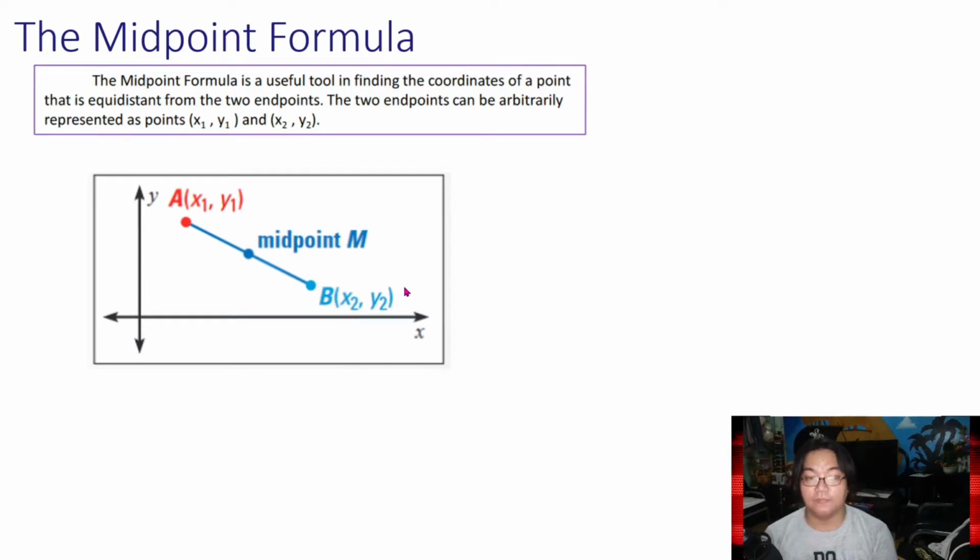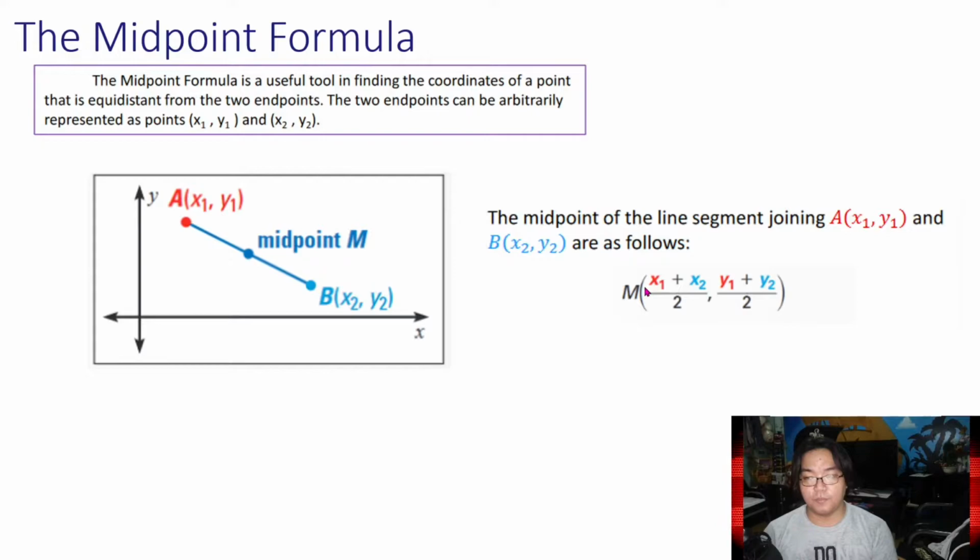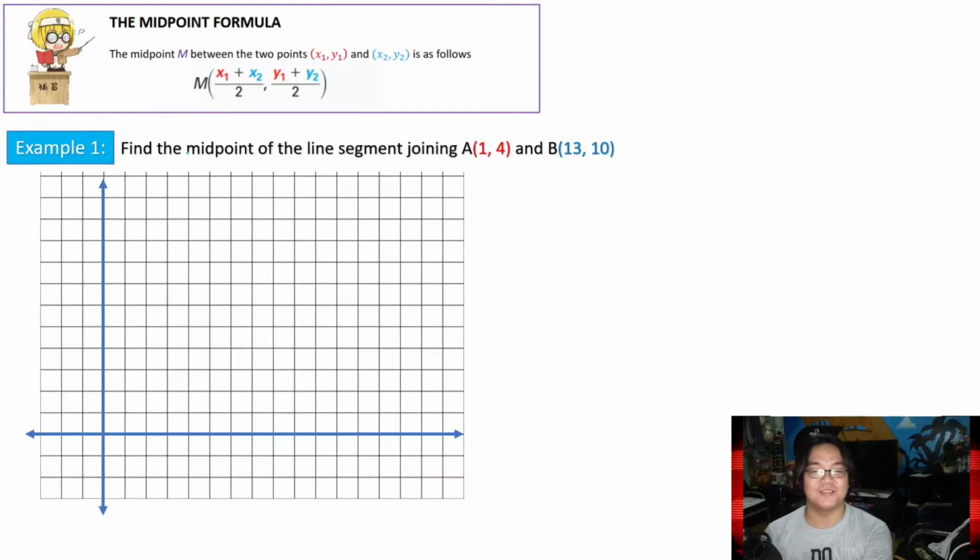So the midpoint formula is stated as: the midpoint's x-coordinate is x sub 1 plus x sub 2 divided by 2, and the y-coordinate of the midpoint is y sub 1 plus y sub 2 divided by 2. So basically, we just have to find the average. Okay, so let's have examples.